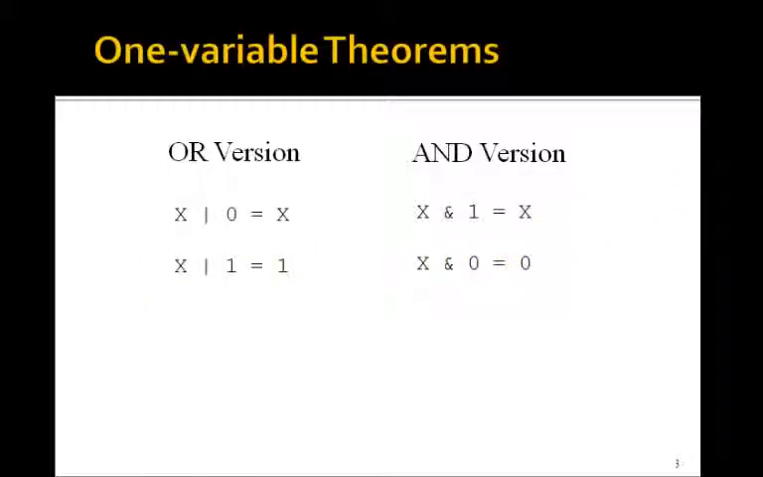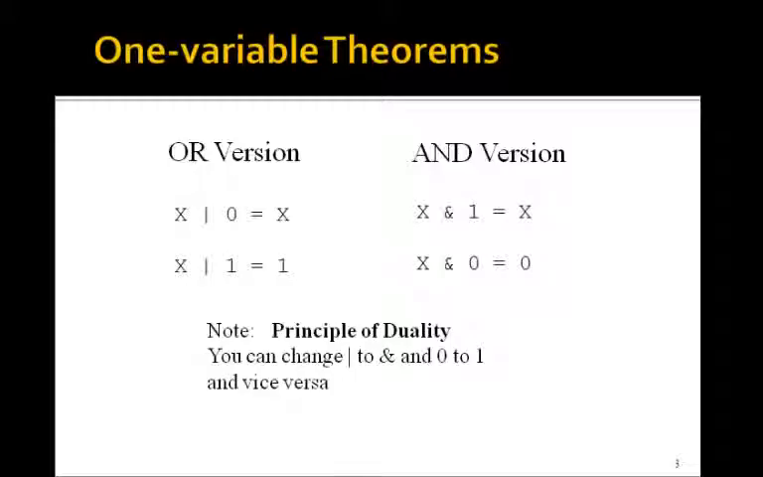Now, it turns out that there's a principle of duality. We can always change ORs to ANDs and zeros to 1s. So here's an AND version. If we change this OR to an AND and 0 to a 1, this must be true. Well, x and 1 is equal to x. If x is 0, this side is 0. If x is 1, this side is 1. And x and 0 is 0. If you AND anything with 0, you remember you always get 0. So these one variable theorems are easy to verify.